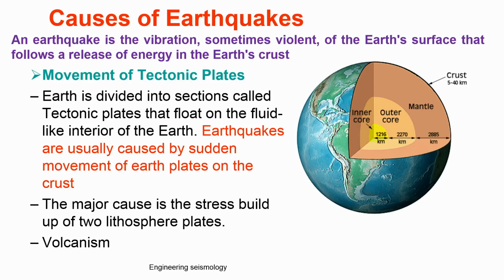The movement of this crust, which is divided into different plates, is called plate movement, and the division of these plates and the understanding of that is called tectonic plate studies. The earth is divided into sections called tectonic plates that float on a fluid-like interior of the earth, basically the outer core, inner core and mantle. These are composite materials which are softer than the earth's crust. The earth's crust is the harder material.